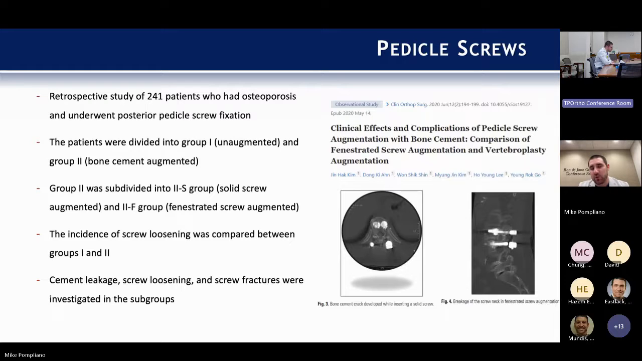The solid screw is where they placed the cement into the cannulated or tapped pedicle track and then just inserted a solid screw behind it. Fenestrated screws, as described, they placed the screw and then inserted the cement through the fenestration holes.